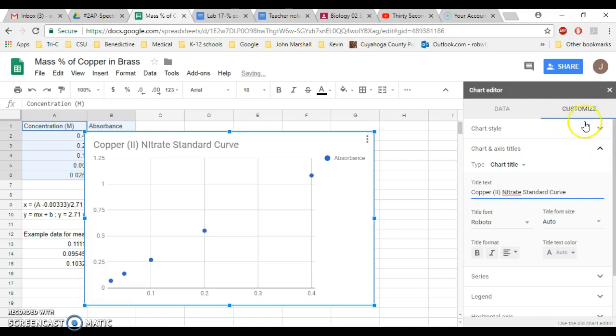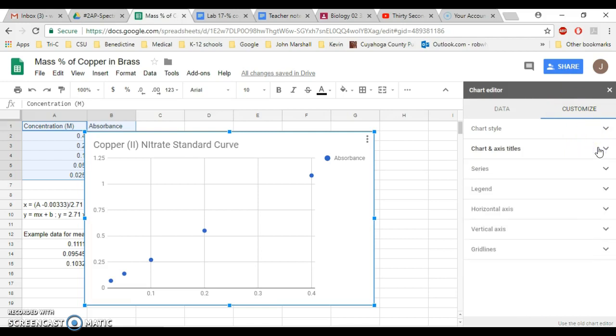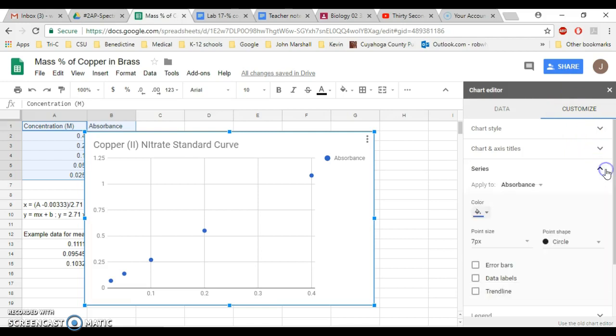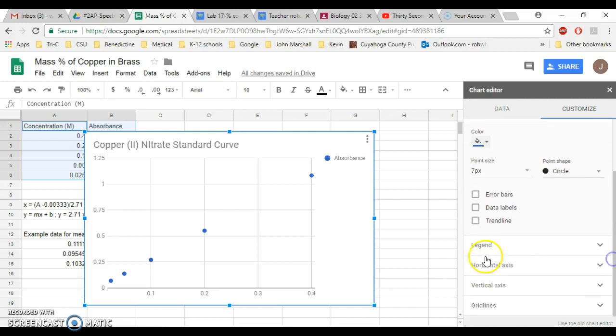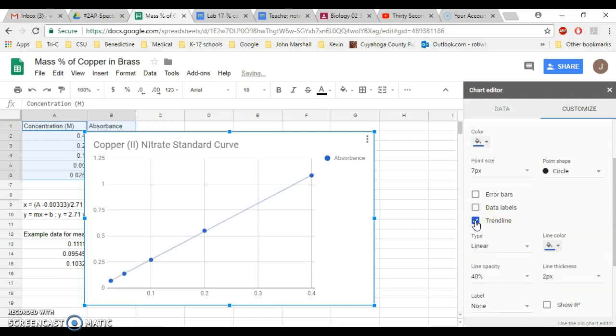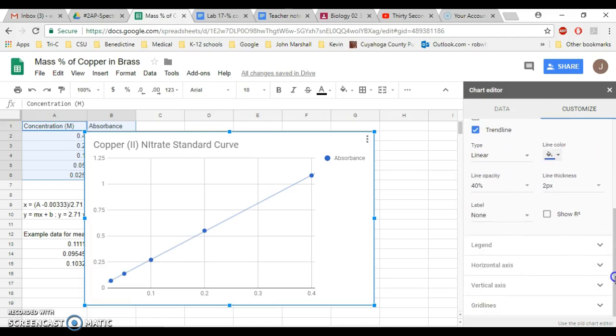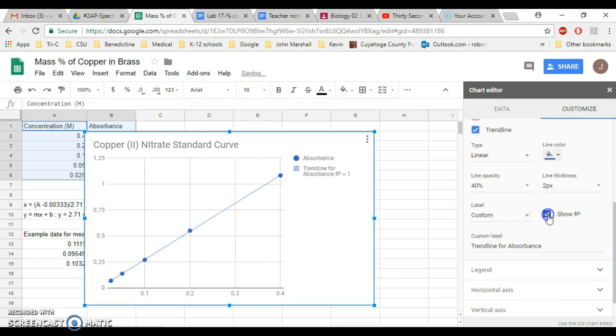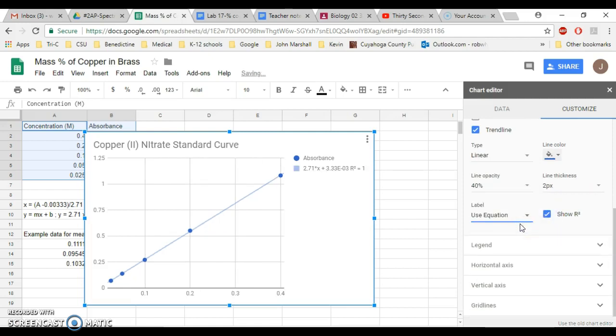After you're done doing that, go ahead and close that and open up Series. You will scroll down in Series until you see Trend Line. Select Trend Line. Leave it as linear, and then continue to scroll down. Select Show R Squared, and for the label, change it to Use Equation. You do want to see the equation here. You will use it to calculate your unknown.